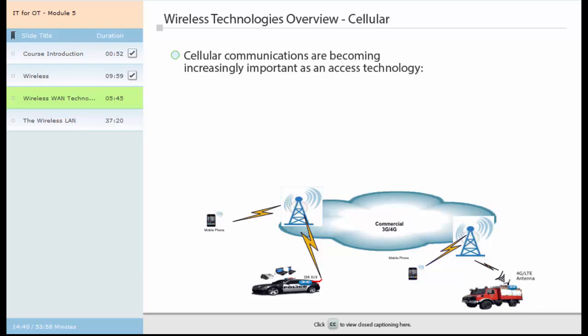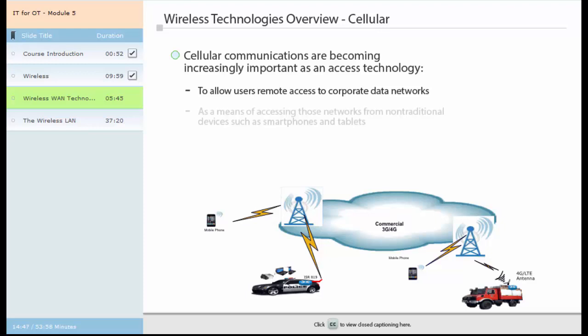Cellular communications are becoming increasingly important as an access technology to allow users remote access to corporate data networks or as a means of accessing those networks from non-traditional devices such as smartphones and tablets. The cellular network is now commonly used to transport voice, video, and data as opposed to the all-voice cellular phone networks of the past. Wireless in the WAN has also been adopted for use in the trucking industry by emergency response teams and police as well as other mobile network applications.